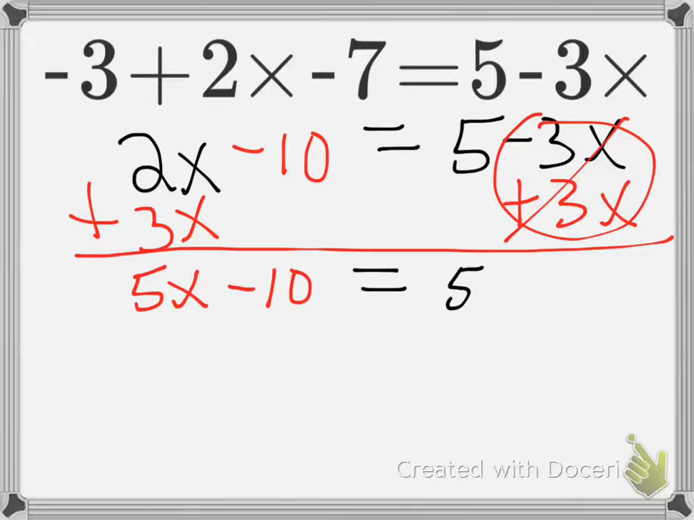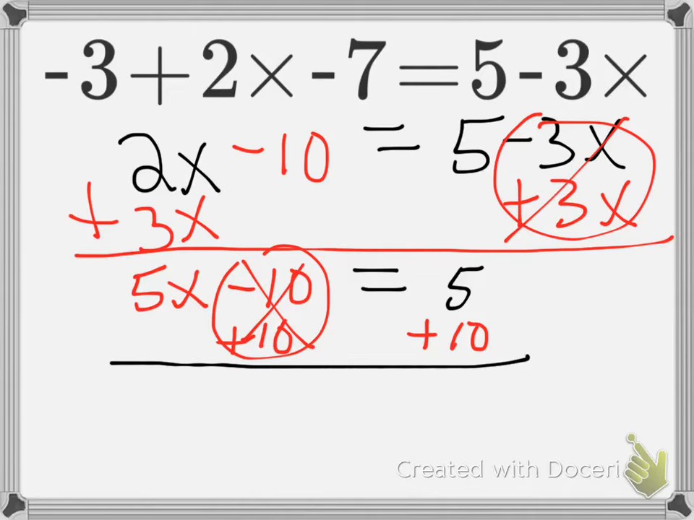Now I want to move the minus 10 over to be with the 5, and that's going to work out nice because that's going to be positive also. So I'll move that over. I do that by adding 10 to both sides. Again, this is going to make a 0. And what I'm left with then is 5x equals 15.